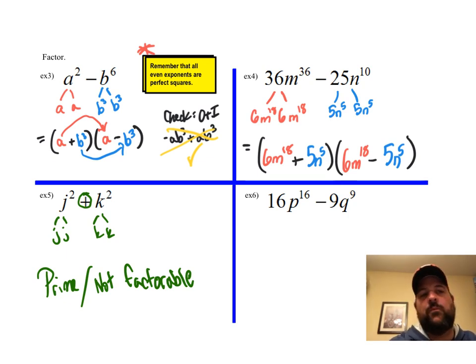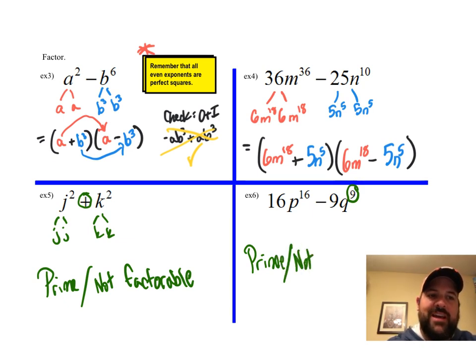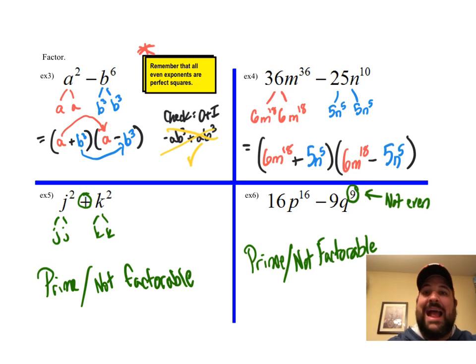In the case of number 6, we also have an issue. So take a look for a second. What do you think is the issue here? If you said that you think the issue is this exponent here of 9, you would be correct. Again, this is going to be prime or not factorable, because perfect squares for exponents always need to be even exponents. So this is not an even exponent, which means I can't multiply or add two whole numbers to get that value for the exponent. So those are two cases you want to be careful of.